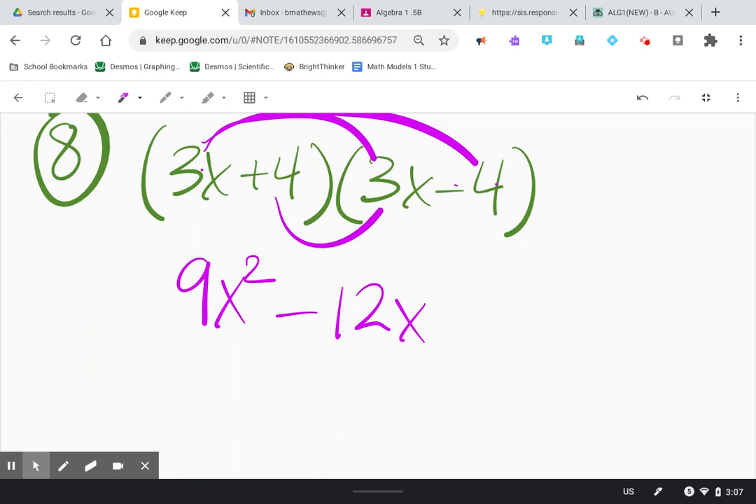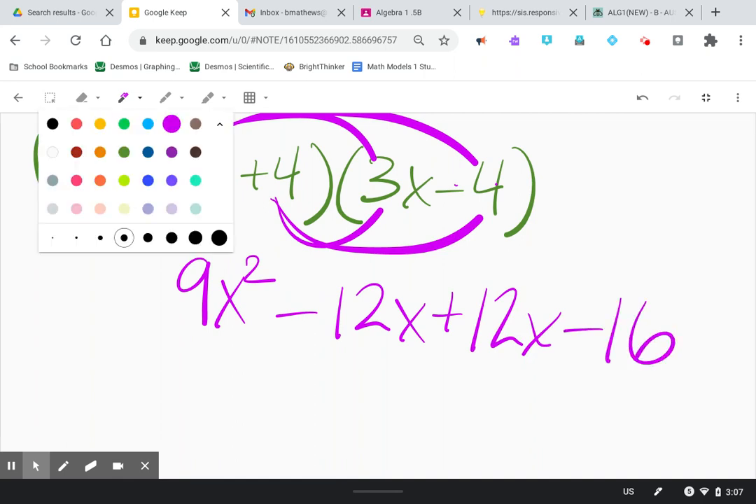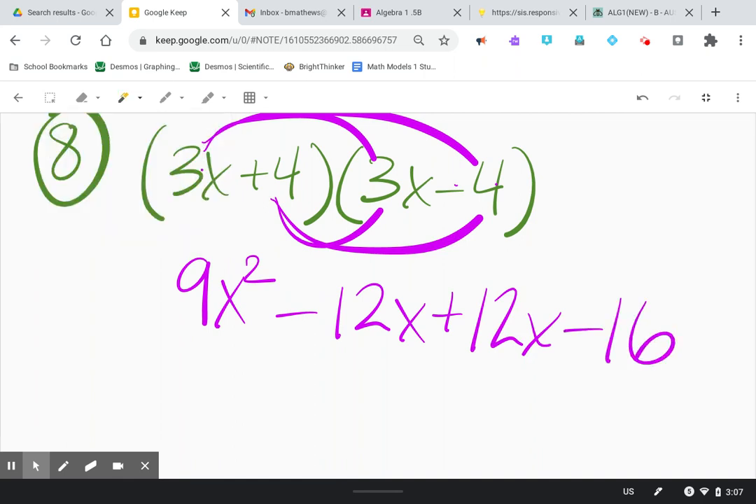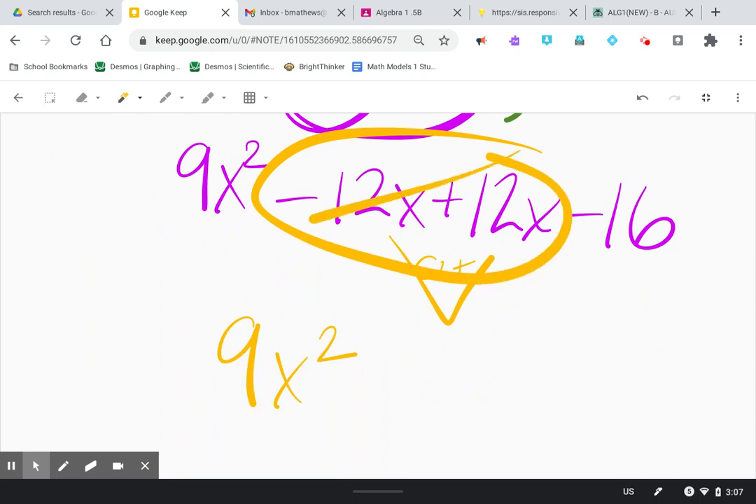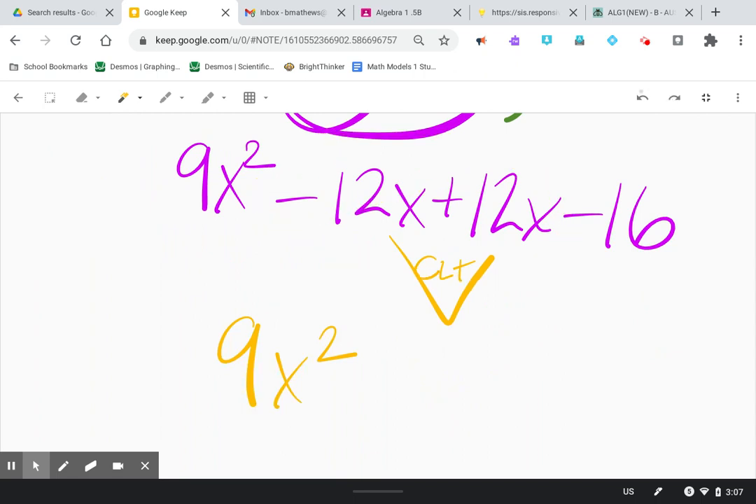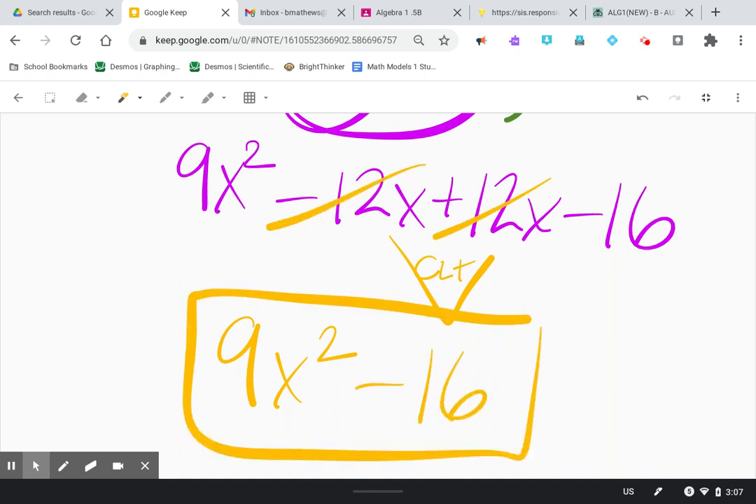Then we have 4 times 3x. That's 3 times 4 is 12x. And then 4 times negative 4 is negative 16. Now we're ready to combine like terms. And we get 9x squared. And then look, these cancel out. Leaving me with 9x squared minus 16.